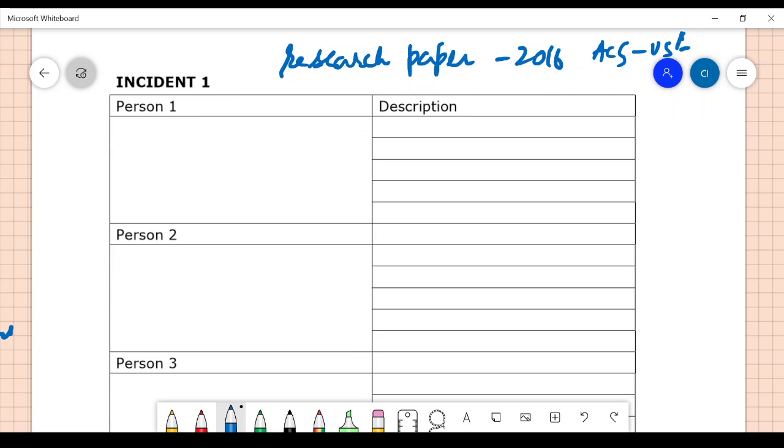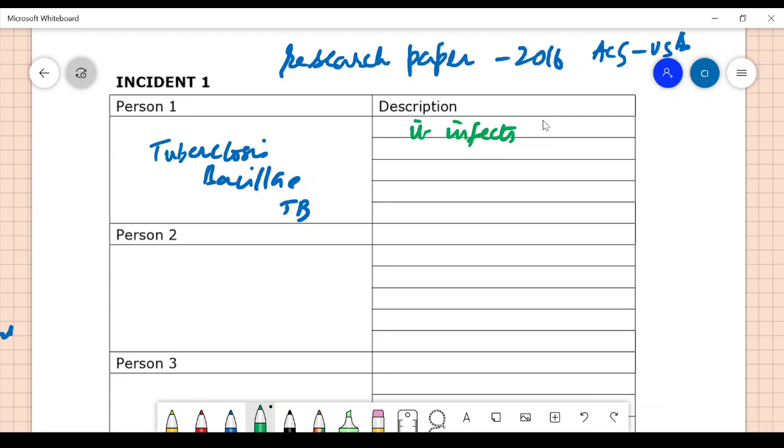So my topic was about bacteria. Let me go with something very scientific: tuberculosis bacilli. Okay, TB. So what is it all about? It infects the lungs and causes wheezing and coughing. Okay, so I am presenting a work on that. So I just write like that.